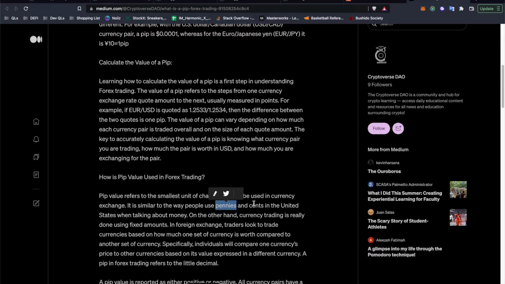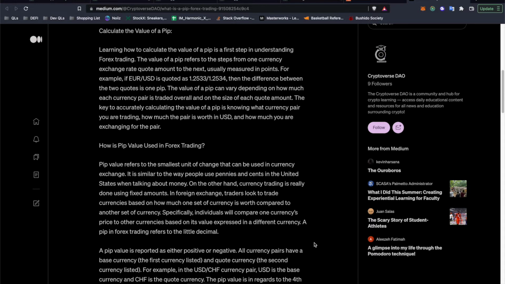Well, I mean pennies, or yeah, it's pennies in the UK, isn't it? On the other hand, currency trading is really done using fixed amounts. In foreign exchange, traders look to trade currencies based on how much one set of currency is worth compared to another. Specifically, individuals will compare one currency's price to the price of another currency based on its value expressed in a different currency.